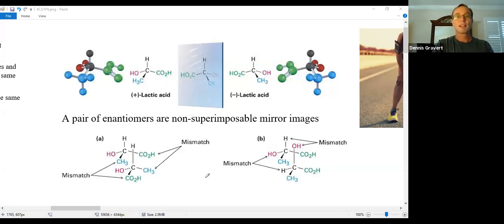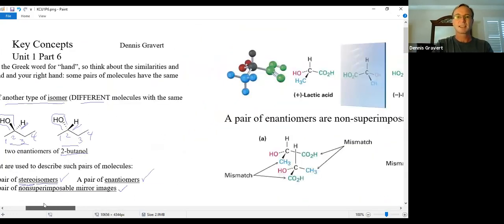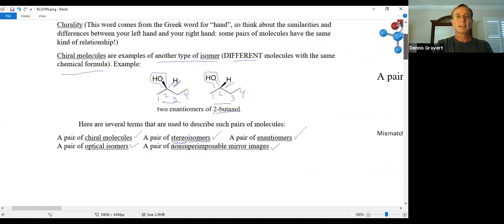Okay. We did the overlapping test. Now on an exam, you're not going to get a model kit. So we're going to need some other tests to see if molecules possess handedness. And we're going to get to that shortly. Okay, what's our next type?